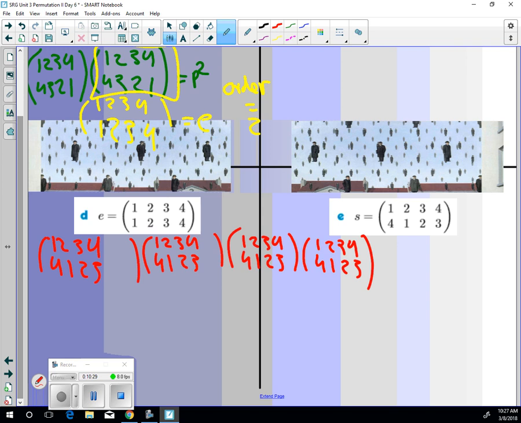I just thought of this. 1, 4, 4, 3, 3, 2, 2, 1. Okay, 2, 1, 1, 4, 4, 3, 3, 2. 3, 2, 2, 1, 1, 4, 4, 3. So what order is this one going to be?